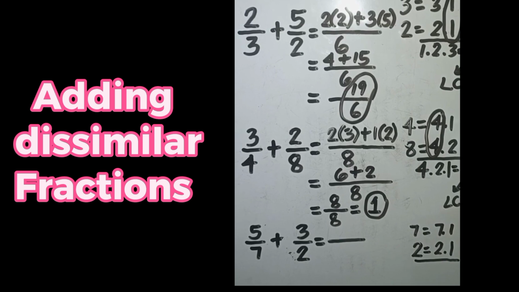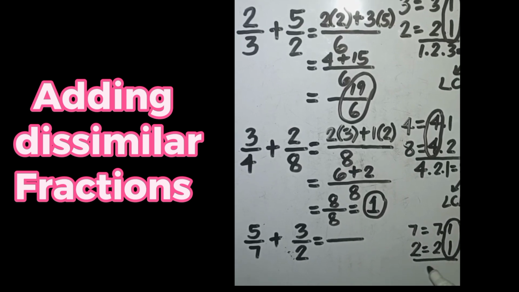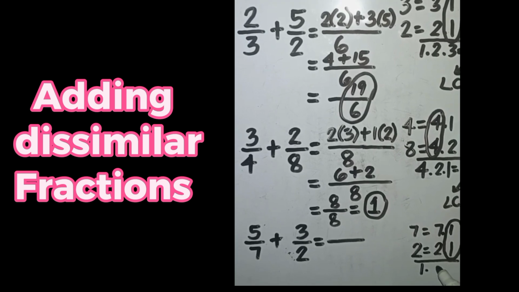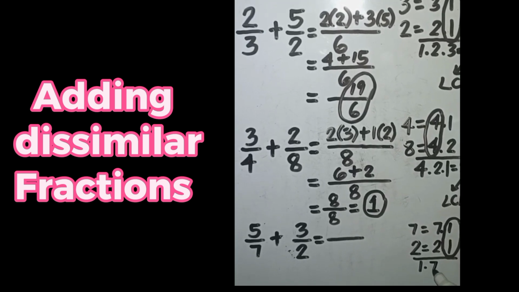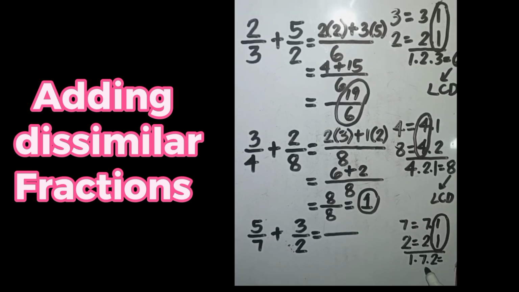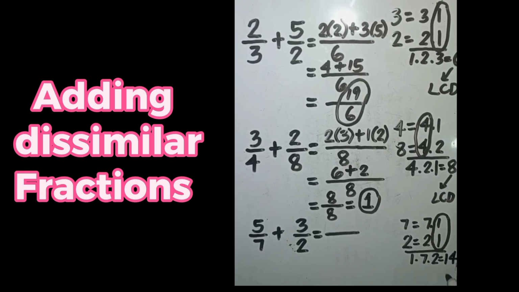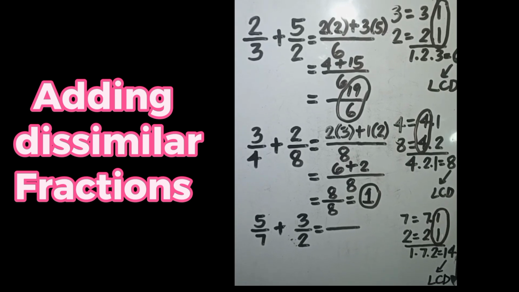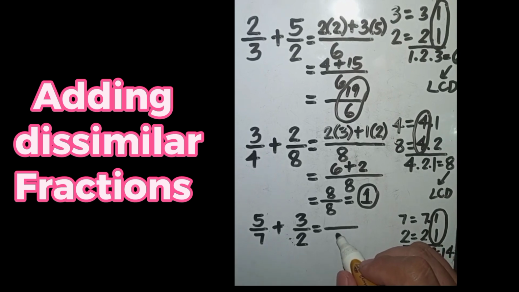As you can see, we have a common factor which is 1. So we just simply have to write one of these common factors. So that is 1 times the remaining factors 7 and 2. So 7 times 2. So 1 times 7 times 2, that is equal to 14. So 14 here is our LCD. And then we take 14 here as our common denominator.